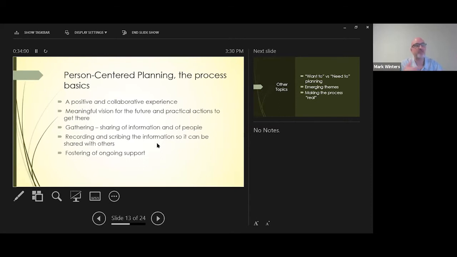So that it's more than just getting together one time and talking. It's an ongoing process, and we can recall what we talked about last time and then build on it. More of the yes and, right? And fostering that ongoing support.